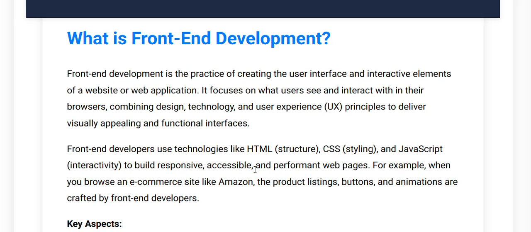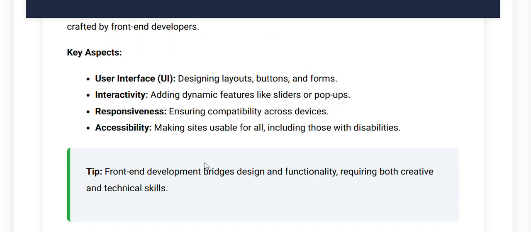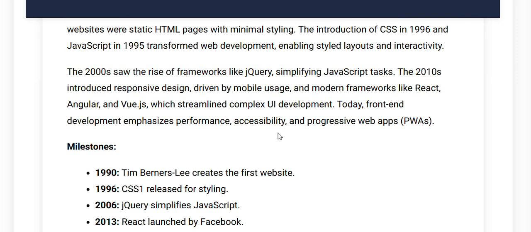For example, when you browse an e-commerce site like Amazon, the product listings, buttons, and animations are crafted by the front-end developer. This includes designing layout, buttons, and form interactivity, adding dynamic features like sliders and pop-ups, and responsiveness, ensuring compatibility across all devices, making the site suitable for all, including those with disabilities. Also, front-end development acts as a bridge between design and functionality. It requires both design and basic technical skills.